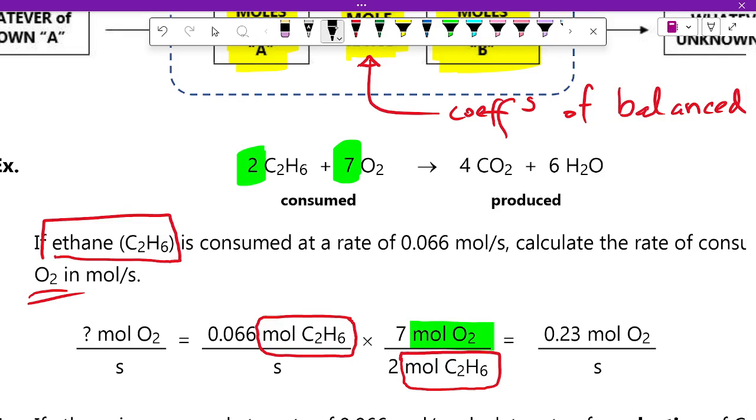Is that looking familiar? The only thing we've done now that's different from last year is we've put a per second on the bottom, right? And that just carries on across. There's nothing different than last year other than that.